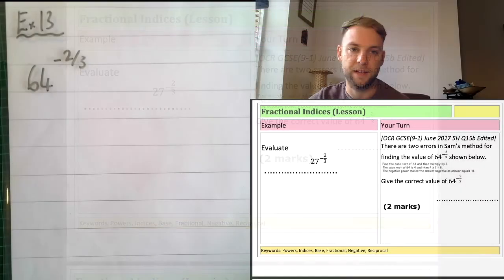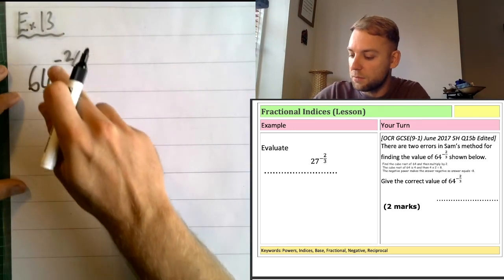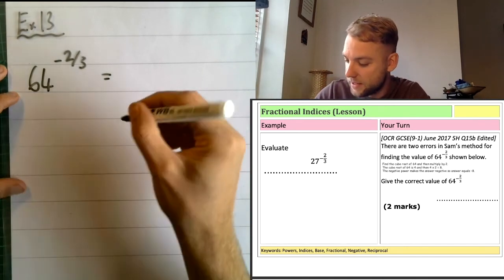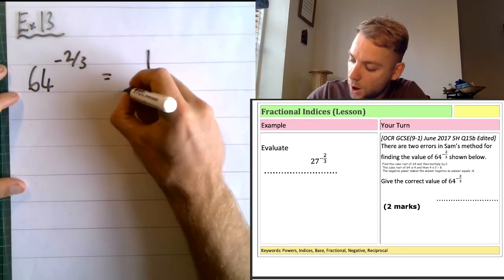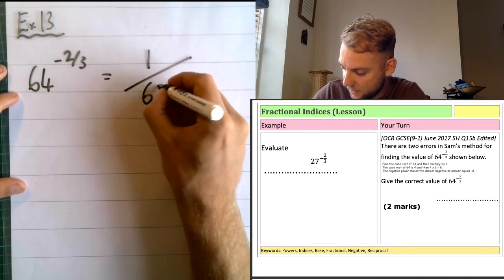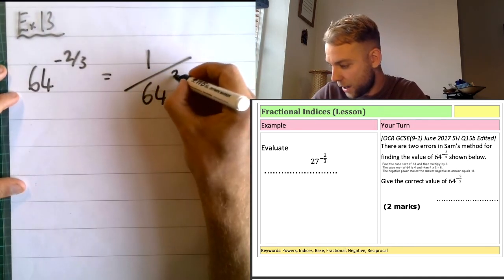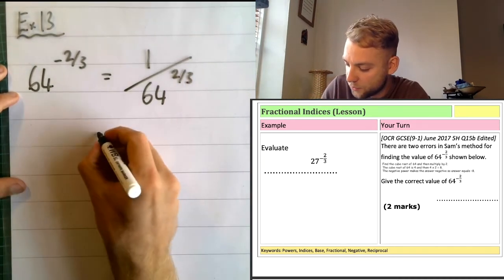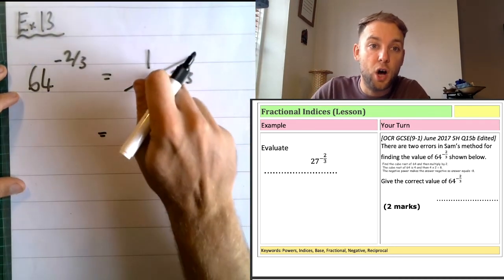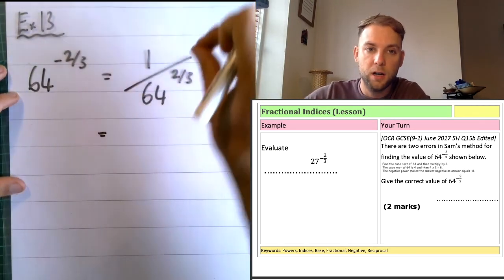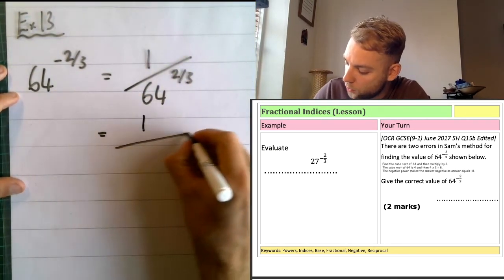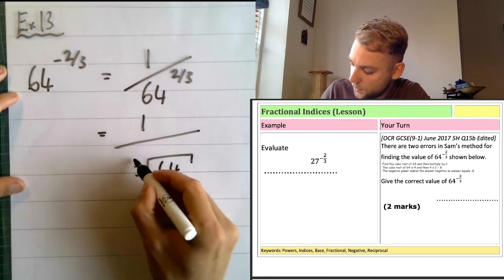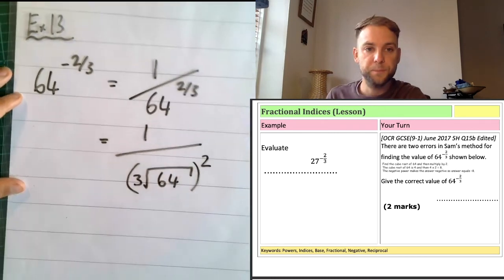Okay, let's have a go at it together then. So 64 to the minus 2 over 3. Remember, deal with that negative first. The negative means the reciprocal. So this means 1 over 64 to the power of 2 over 3. Then we've got to deal with this. Remember, the bottom is the root, the top of the fraction is the power. Not the reciprocal part, just this. So it's 1 over the third root of 64, all to the power of 2.